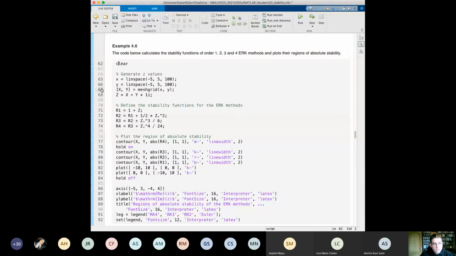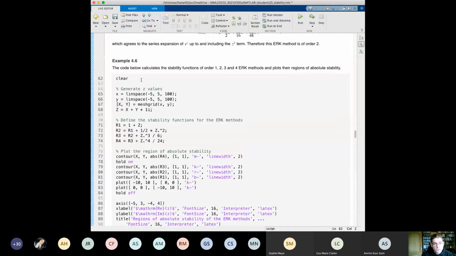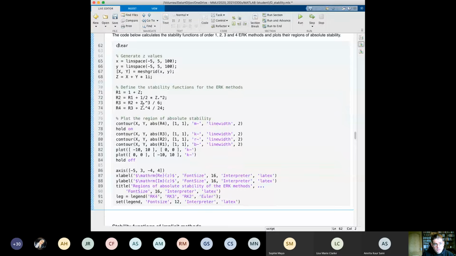So it started off the same as what we did for the Euler method. Generate your z values, define the stability function. Remember, this is just the e to the z series expansion. What you'll notice is, for example, the stability function for the 4th order method is the stability function for the 3rd order method plus that 4th order term there. Okay, so let's just run that and see what we get.